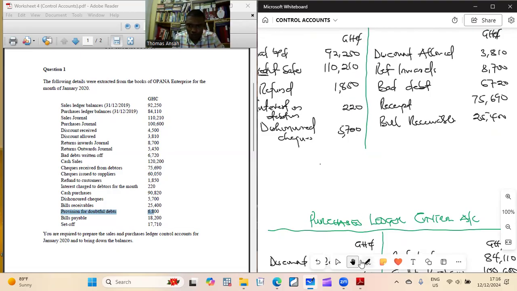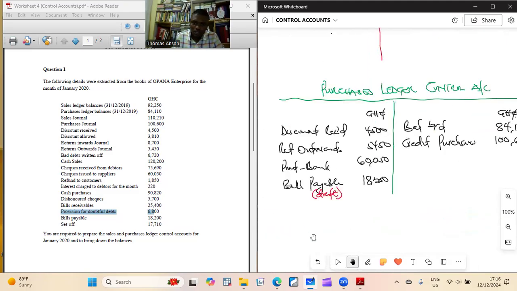There is just a setup. What will the setup be in the debtors ledger control account? Exactly. So it's supposed to reduce the balance. So we have the set off here. How much are we setting off against each other? 17,710. All right. So here to set off. In this question, we were not given closing balances. So it means we can go in and balance everything ourselves.